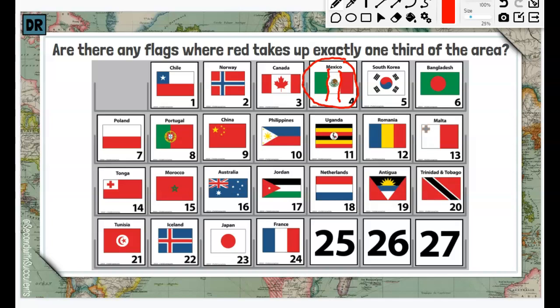Show a connection if you were thinking the same about our flag for Romania. Again, we see it's in 3 parts. 1/3 is blue, 1/3 is yellow, and 1/3 is red. Keep looking. Do you see any more? Now, you may have noticed that our flag for France today was also showing 1/3. It's in 3 equal parts. 1/3 is blue, 1/3 is white, and 1/3 is red. Do you see any others?